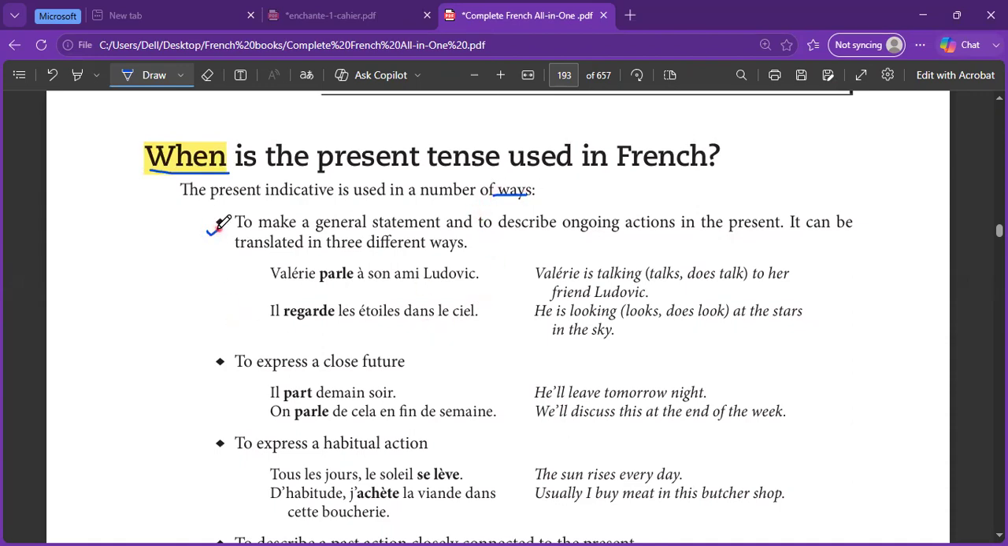First of all, to make general statements, just like in the English language, we use it to describe an ongoing action in the present, or to make a general statement. That can be done in three different ways.